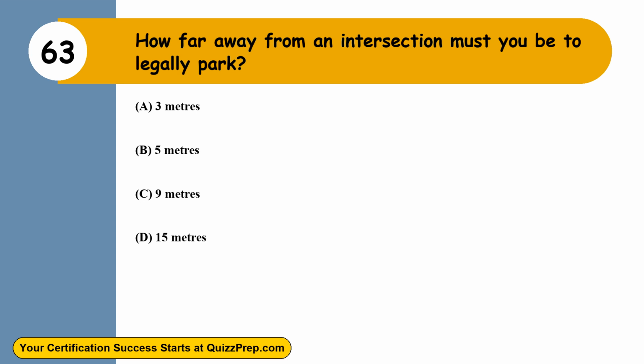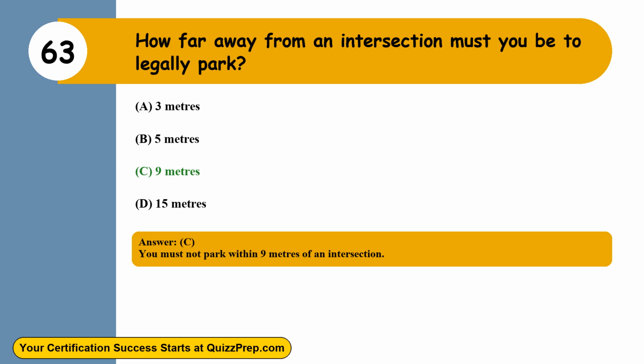Question 63. How far away from an intersection must you be to legally park? Option A, 3 meters. Option B, 5 meters. Option C, 9 meters. Option D, 15 meters. The correct answer is option C, 9 meters. You must not park within 9 meters of an intersection.